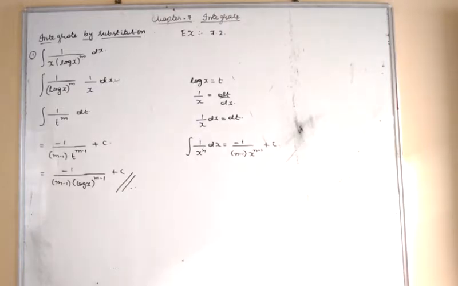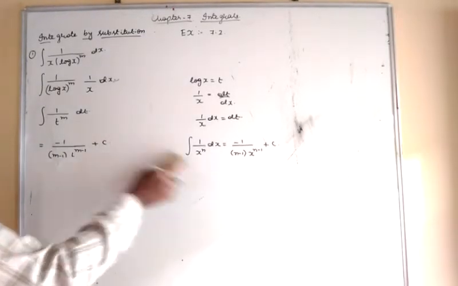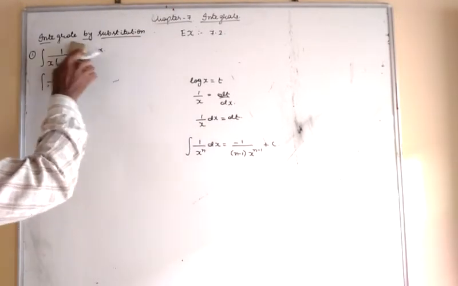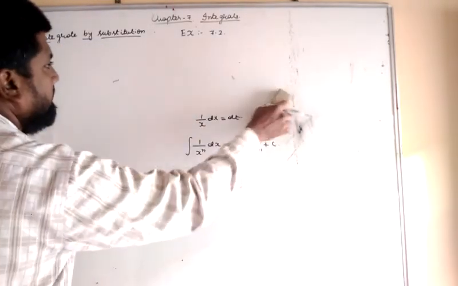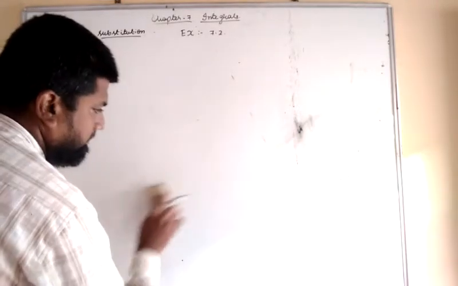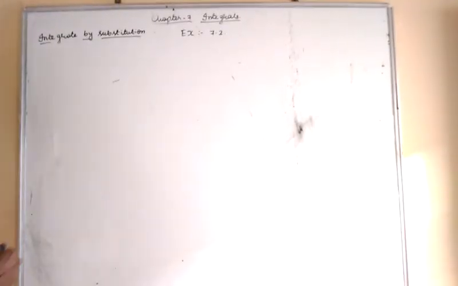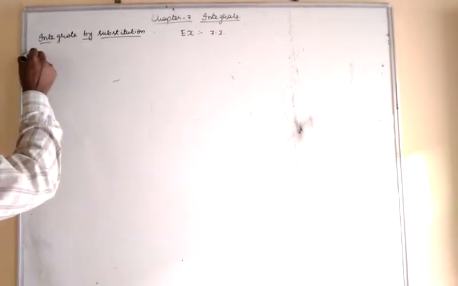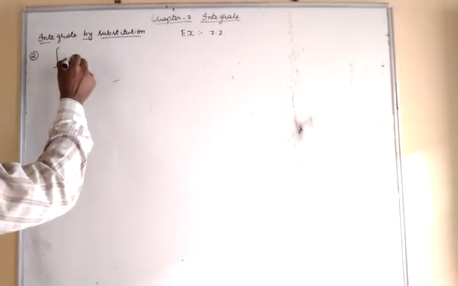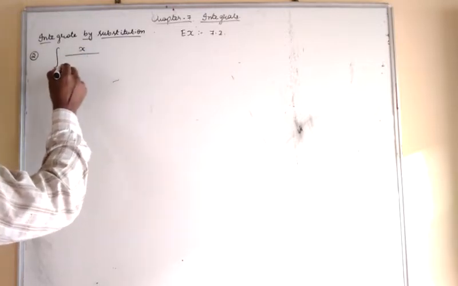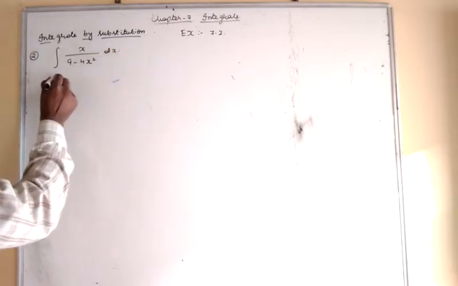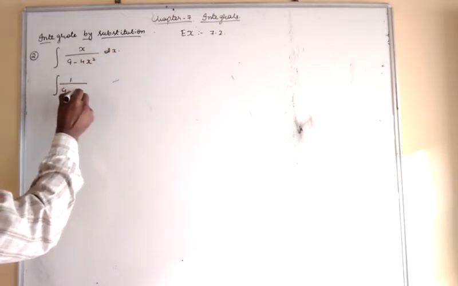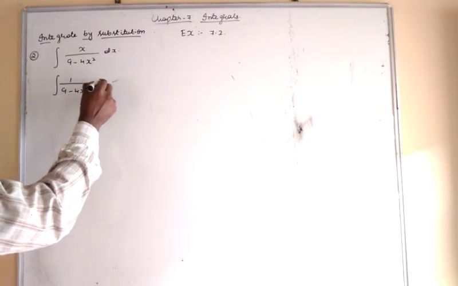Take down the next question. Second one, integrate x by 9 minus 4x square dx. Let us write here 1 by 9 minus 4x square into x dx.